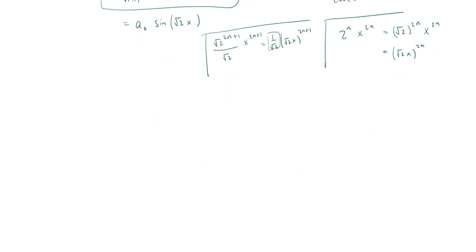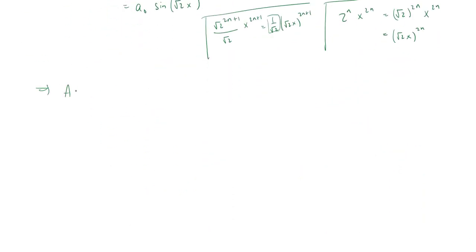So at the very end of the day, we can conclude a general solution is, let me just change the letters altogether, y equals some capital A times the sine of the square root of 2 times x plus some capital B times the cosine of the square root of 2 times x.